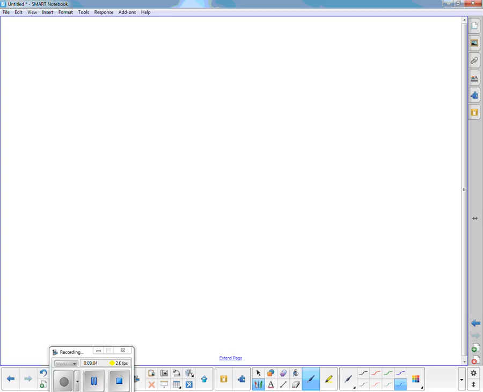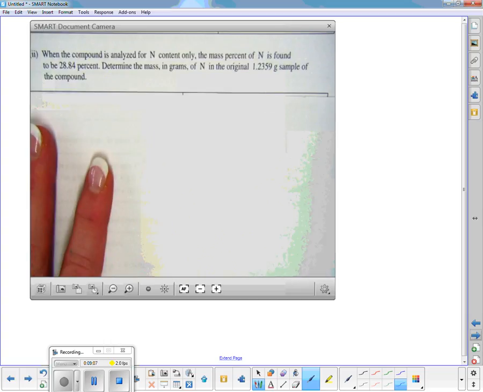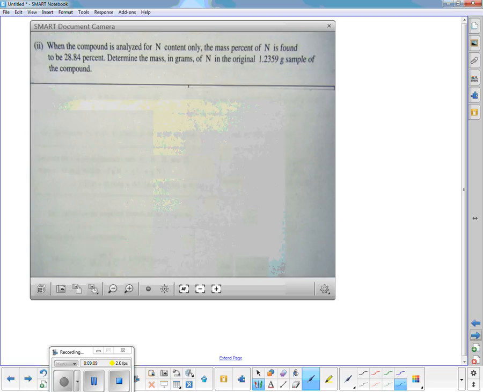In part II, it asks, when a compound is analyzed for N only, the mass percent of N is found to be 28.84%. Determine the mass in grams of N in the original sample. Well, this is just, if I got 28.84% on a test, and the test was worth 1.2359, how would I figure that out?